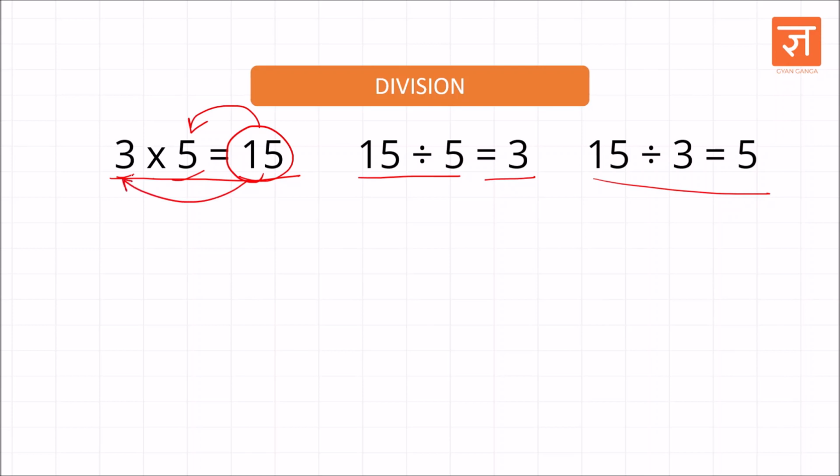6 into 9 is equal to 54. If we divide 54 by 9, we get 6, and by 6 we get 9. Clear?